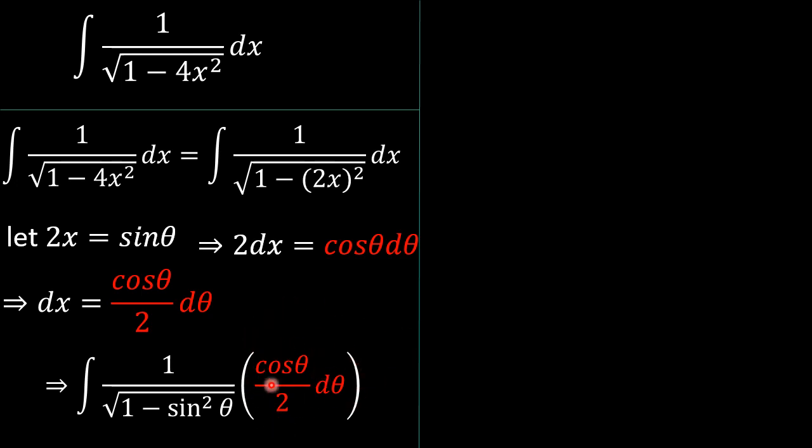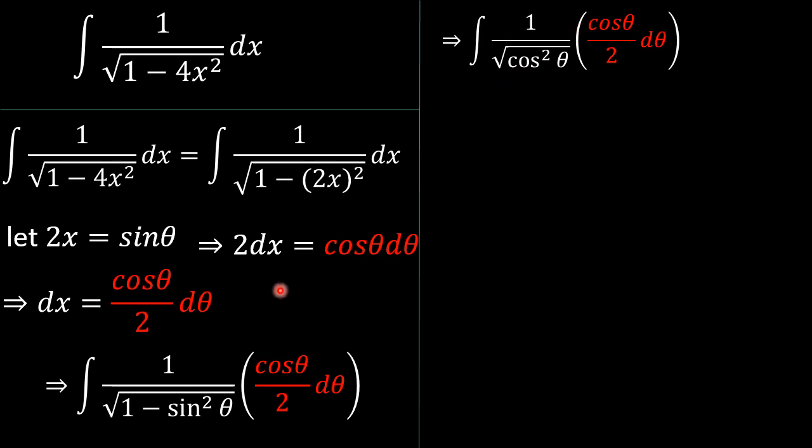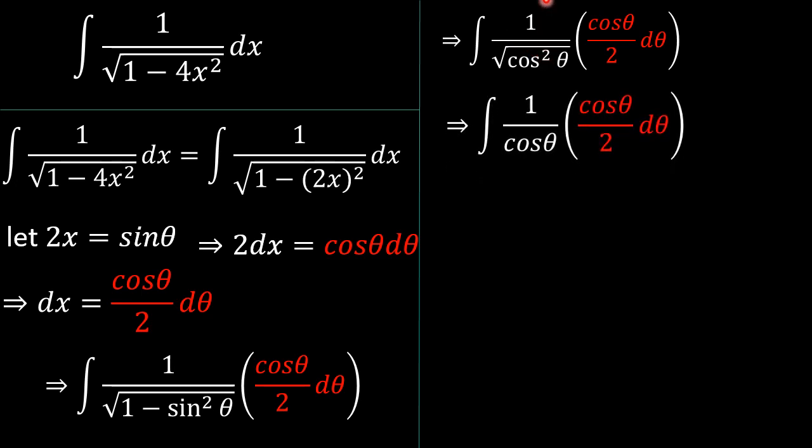We replace everything, and don't forget that 1 minus sine squared theta is the same like cos squared theta. So we are just going to have the integral of 1 over the square root of cos squared theta, into what we have here initially, cos theta over 2 d theta. The square root and the square are going to cancel, so we are simply going to have the integral of 1 over cosine of theta into what we have here.